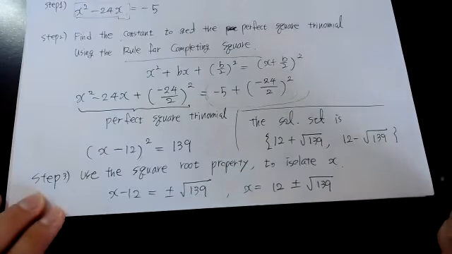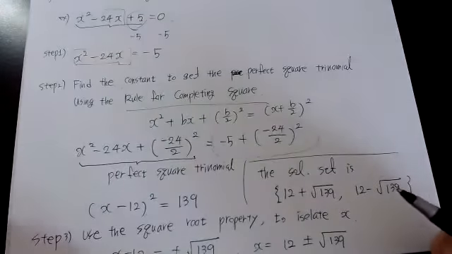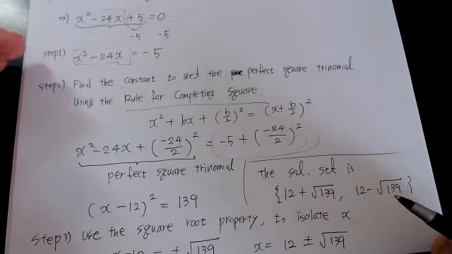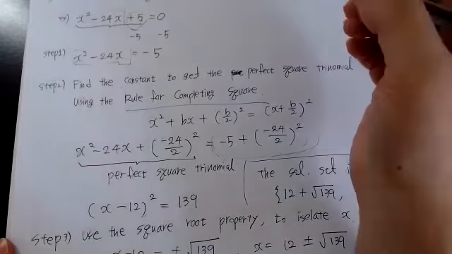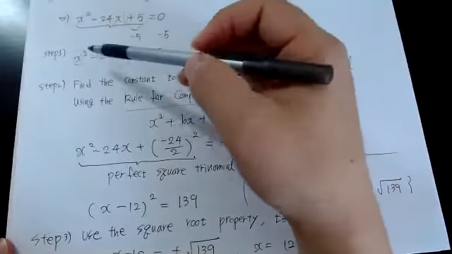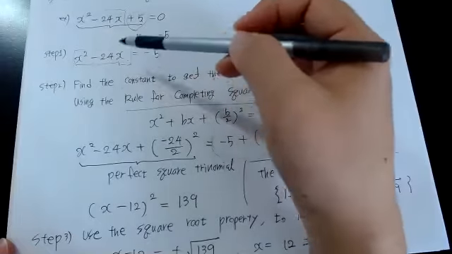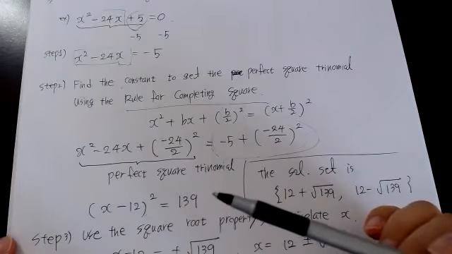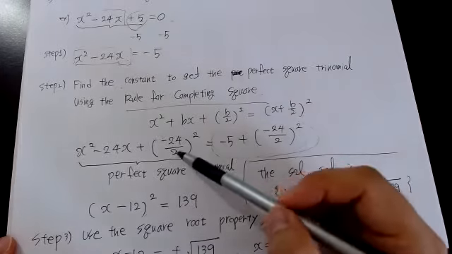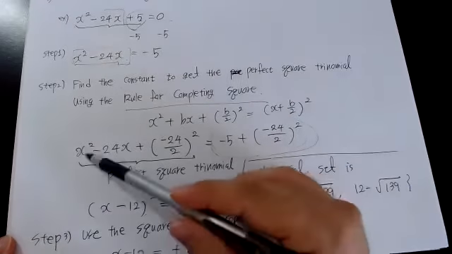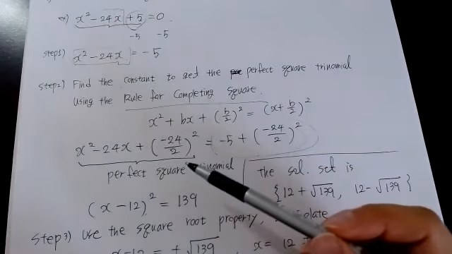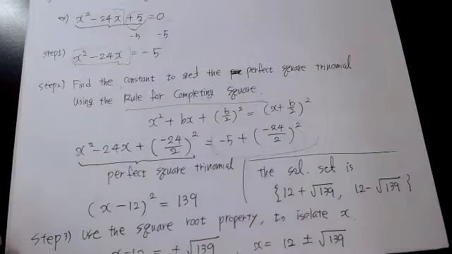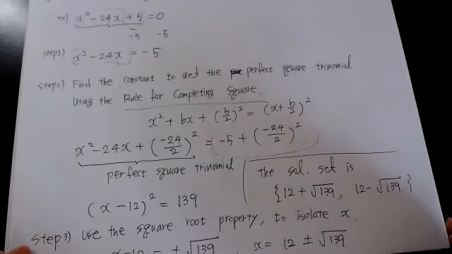Keep in mind, step 1: isolate the x squared and the x term on the left-hand side. Step 2: using the rule of completing the square, find the constant term so that we get a perfect square trinomial on the left-hand side. Step 3: we use the square root property to isolate x.